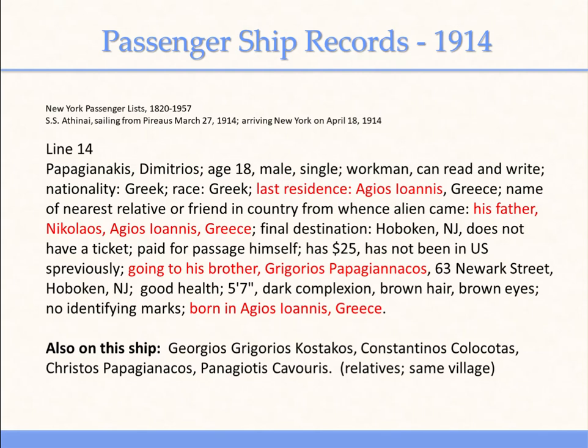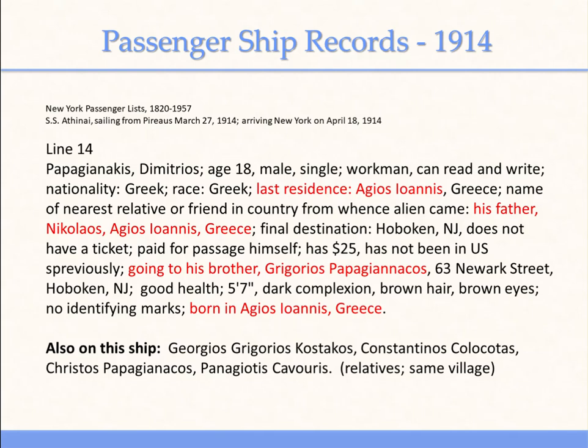From 1914, let's look at this record from Dimitrios Papagiannakos. We see he's age 18. We see in red his last residence is Ios Ioannis, Greece. It doesn't tell us which Ios Ioannis, but we have a village name. It gives us his father's name, Nikolaos. Very, very important information: it tells us he had not been in the U.S. previously. He's going to his brother Grigorios, who lives in Hoboken, and finally that he was born in Ios Ioannis.